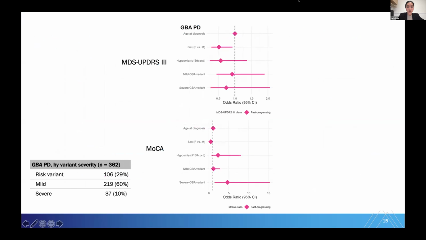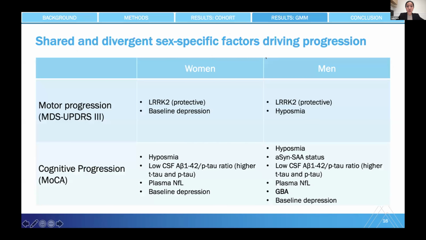Looking at this forest plot, the reference group is the risk variant. And what we see is that being a severe GBA variant carrier increased your risk of being a part of this fast progressing MoCA class. Looking at the data overall with the more sex-specific lens, what stood out was that being a GBA variant carrier for men increased the likelihood of being a part of a faster progressing MoCA class.